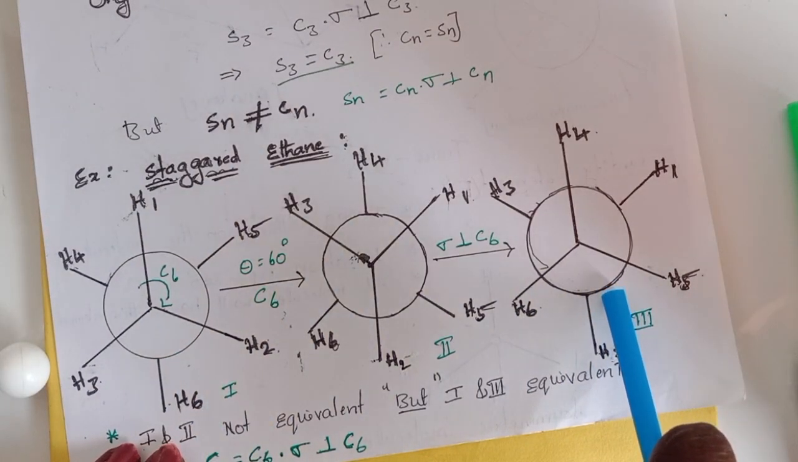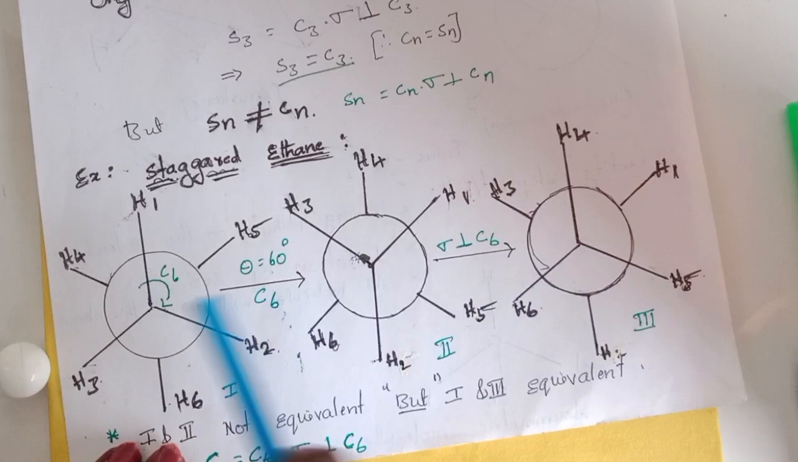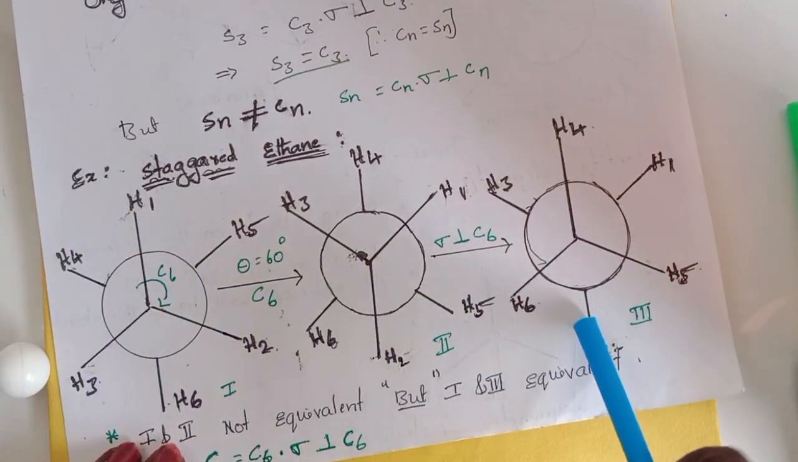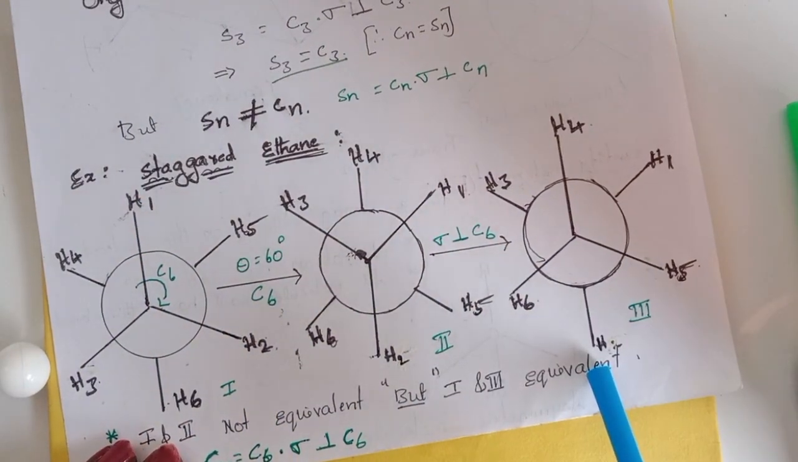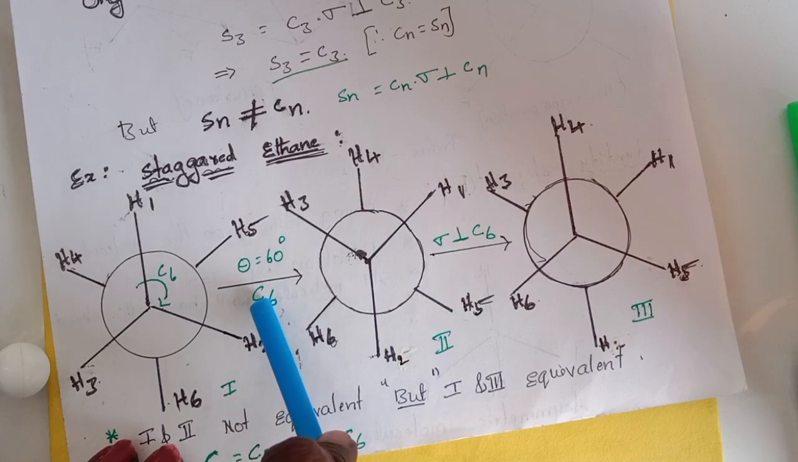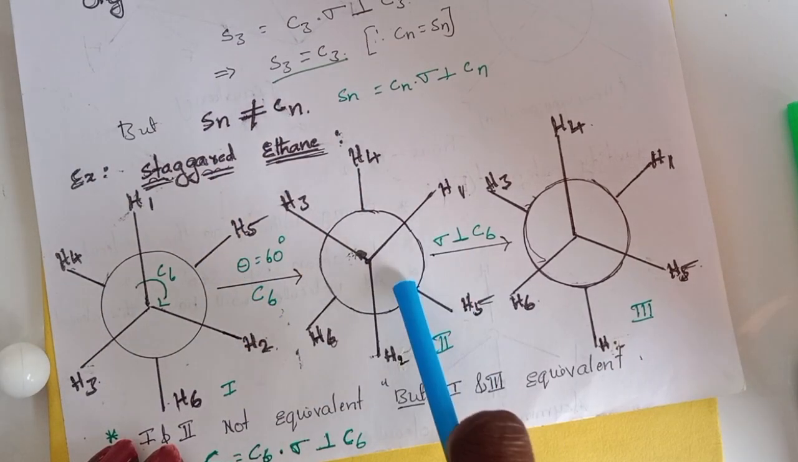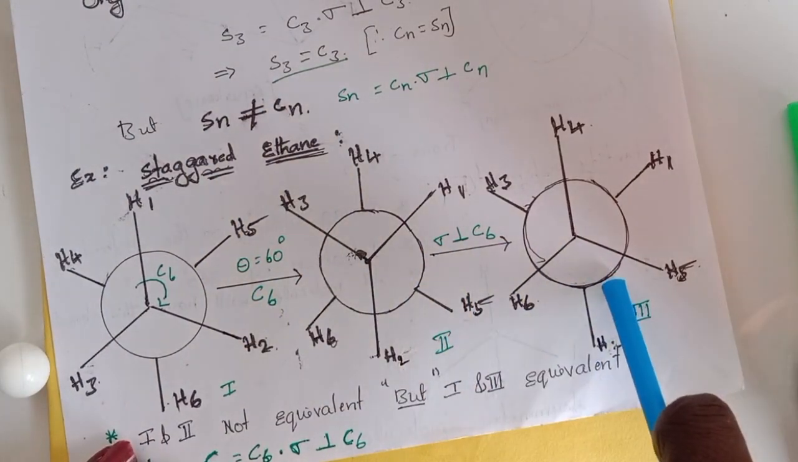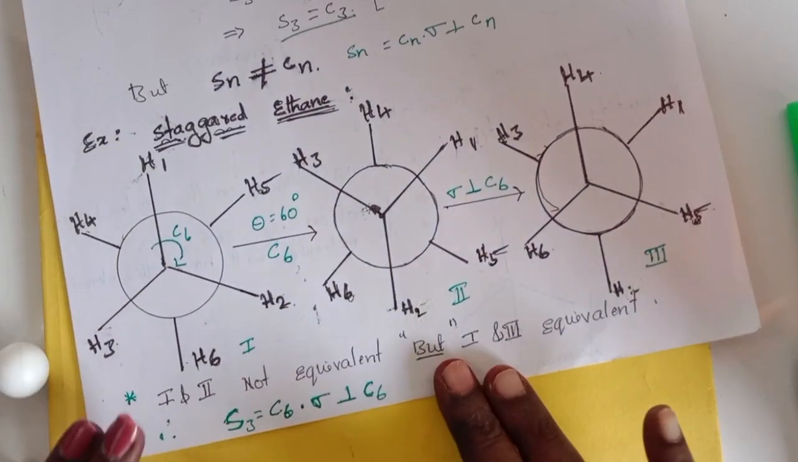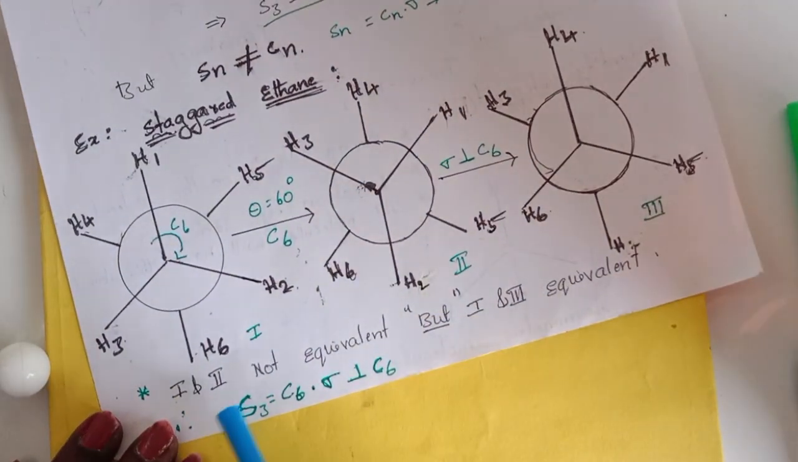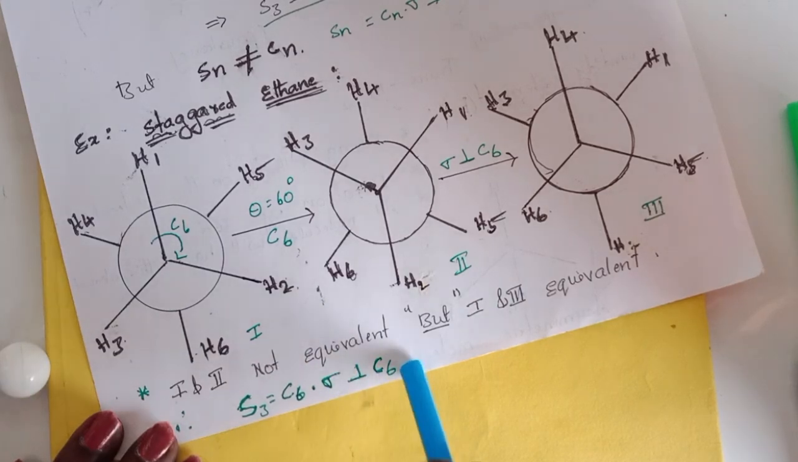The molecular formula is equal, same structure. The front carbon structure is the same, right? So then only we got the equivalent structure. That means by doing a rotation operation followed by reflection only, we got the equivalent structure. That means the improper axis of symmetry, that is S3, we got here as C6 followed by sigma, which is perpendicular to C6.